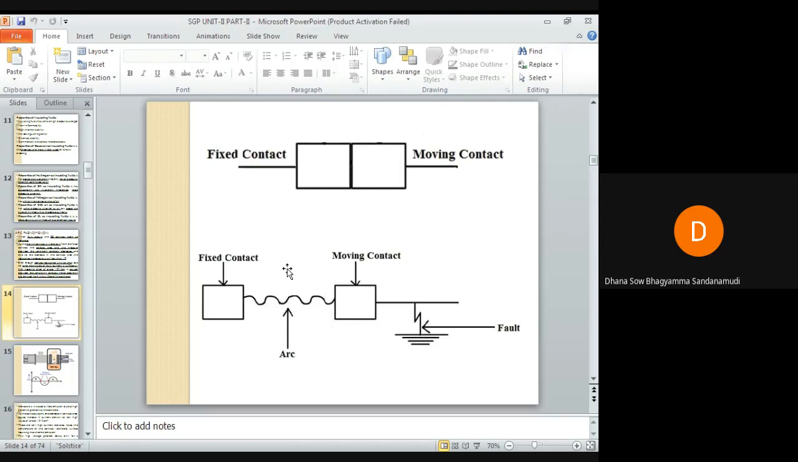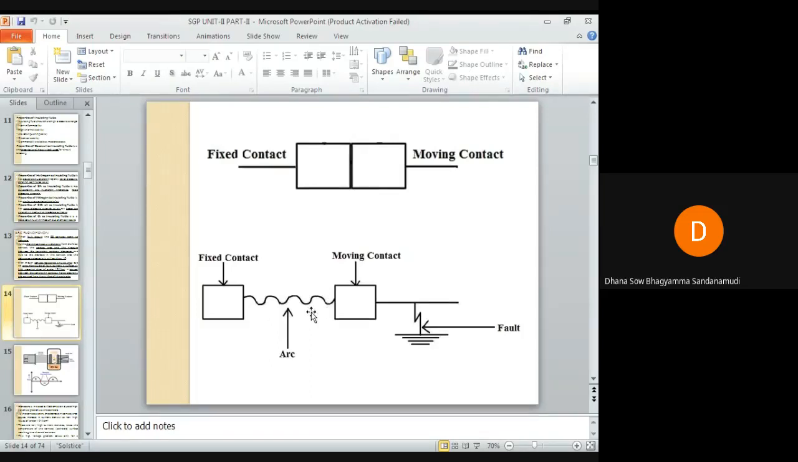Whenever the relay coil gets energized, the trip circuit gets closed. Whenever the trip circuit gets closed, the trip coil gets energized. Whenever the trip coil gets energized, it will pull the moving contact away from the fixed contact. We have already discussed that in the earlier classes. As soon as the moving contact is moved away from the fixed contact, an arc is struck between the contacts. You can see an arc here.